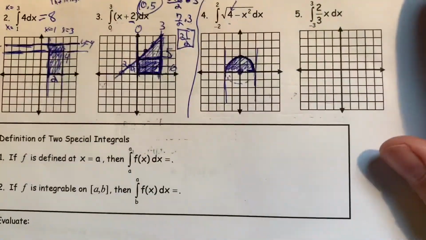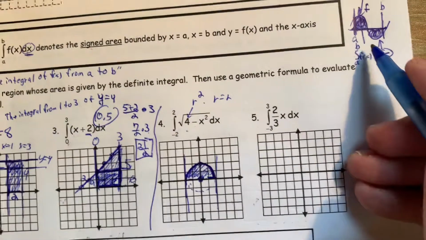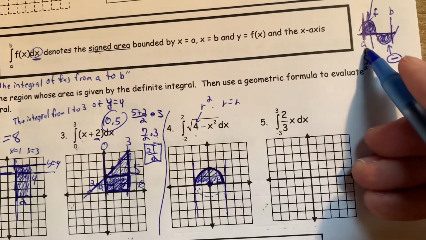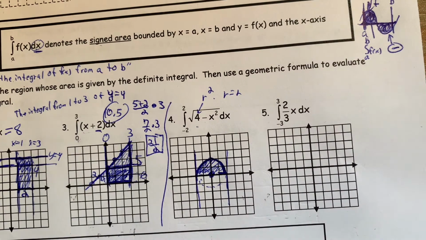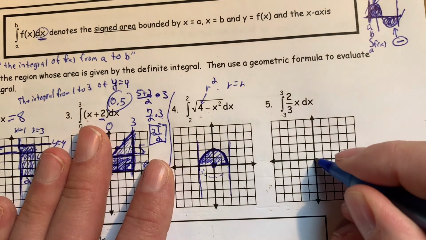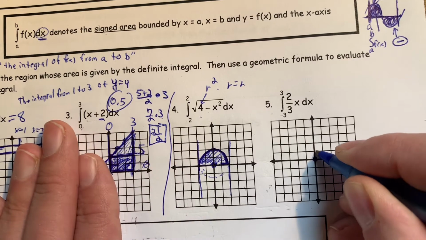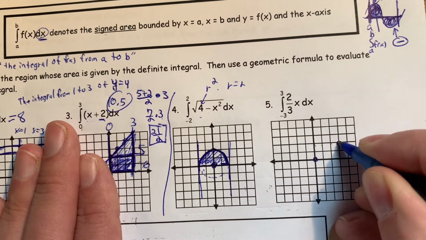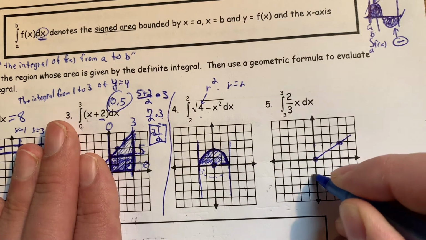Okay, I want you guys to try this last one on your own, and I want you to be very careful to remember that the integral is the signed area. So what is the integral from -3 to 3 of 2/3 x? And what you should have done is graphed 2/3 x. It has a y-intercept of 0 and a slope of 2/3, so up by 2, over by 3. And when we go down to the left, it goes down by 2, left by 3.